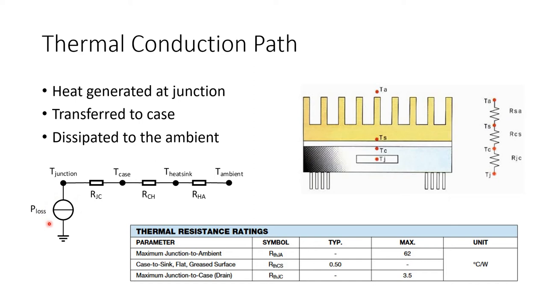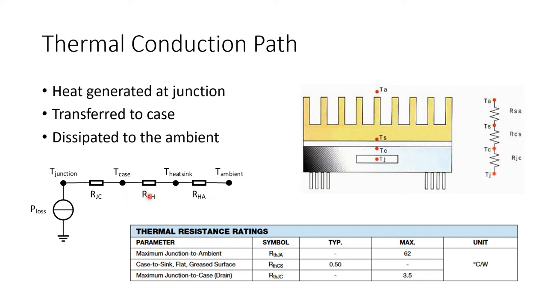We have a heat source again. This power loss component represents the conduction and switching losses on the MOSFET. We have different thermal resistances this time. We have junction to case thermal resistance. Now this junction to case thermal resistance, we cannot change this parameter. It is specified in the datasheet of the manufacturer.